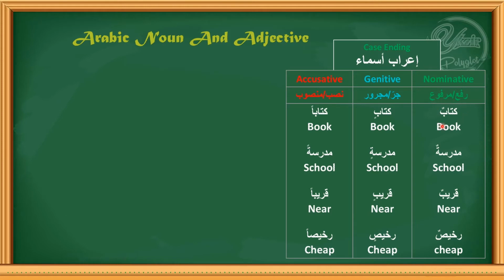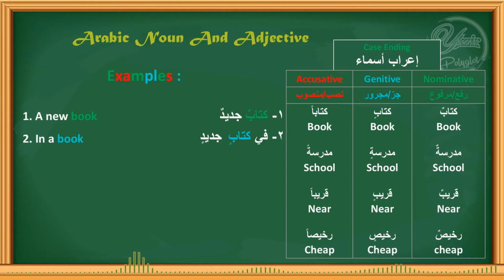Here kitab becomes kitabun in nominative case, and it becomes kitabin in genitive case, and it becomes kitaban when it is in accusative case. Okay, I'm gonna give you a brief example. Kitabun jadid, a new book. See here, the word kitab has un ending, but fi kitabin jadid, the word kitab has in ending. Fi kitabin, not fi kitabun.